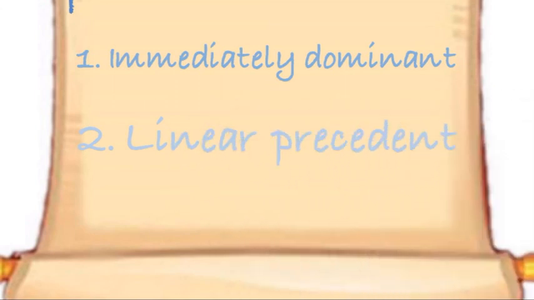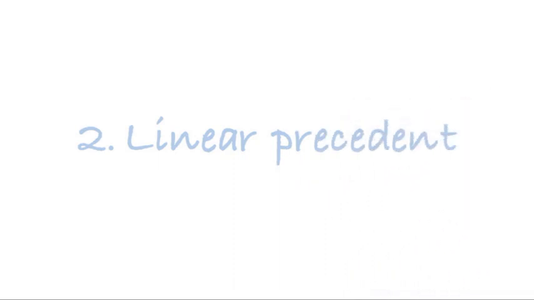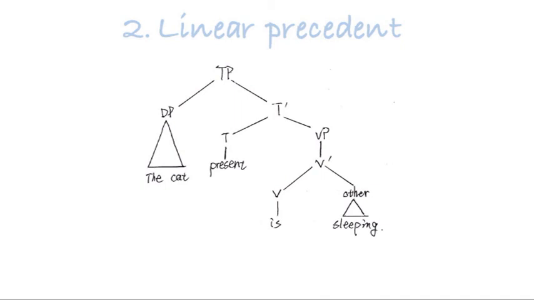Another main principle we talk about is linear precedence. This principle we also call the sister relationship. For example, the DP linearly precedes the T bar, and T and VP or V or other segments, and the T bar linearly precedes the VP, V, and other segments.